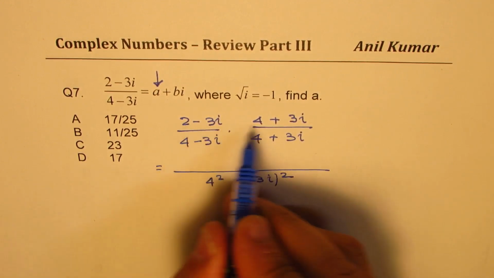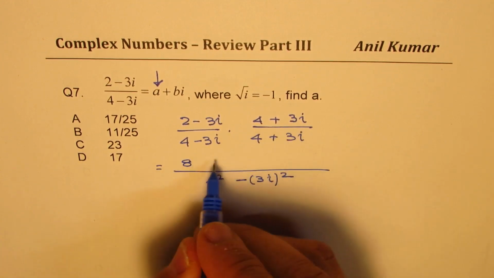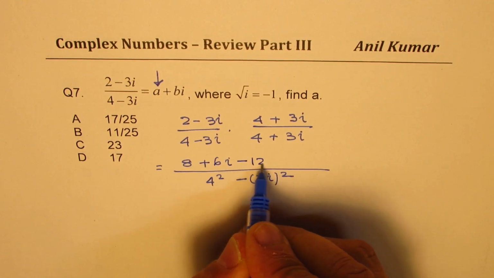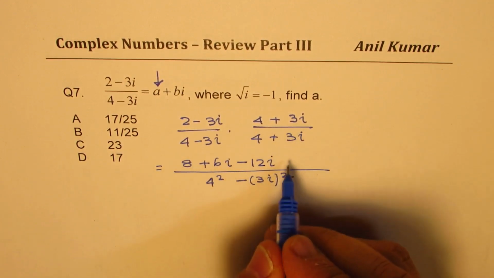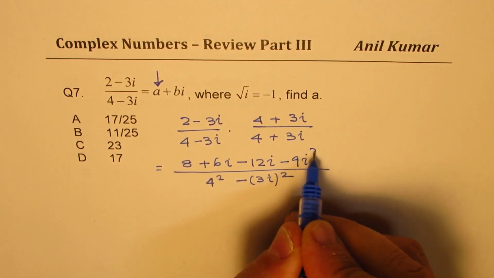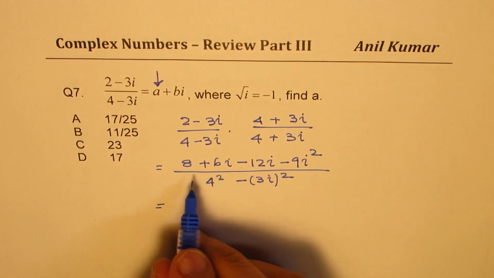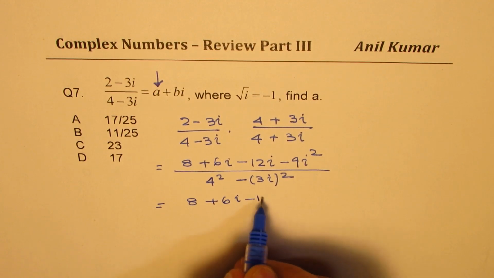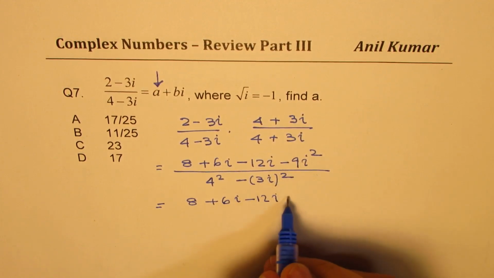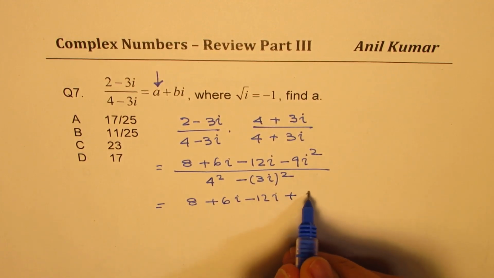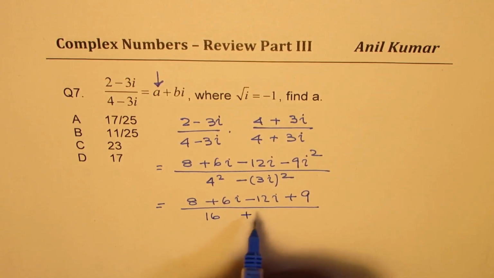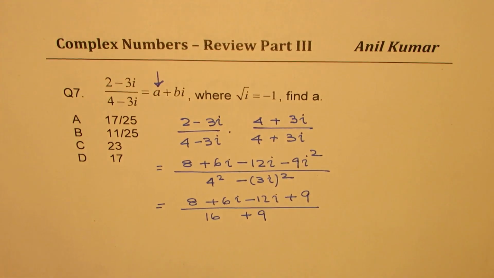In the numerator, 2 times 4 is 8, 2 times 3i is 6i. Multiplying by minus 3i gives us minus 12i and minus 9i squared. Now that gives you 8 plus 6i minus 12i, and that becomes plus 9 since i squared is negative 1. In the denominator also, we get 16 plus 3 squared, which is 9.